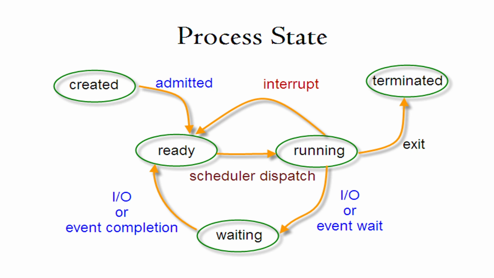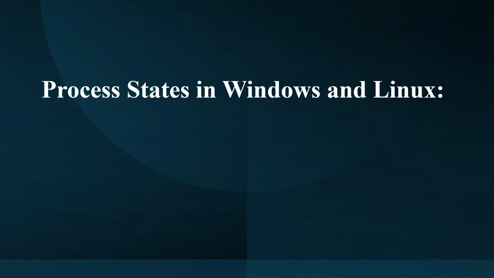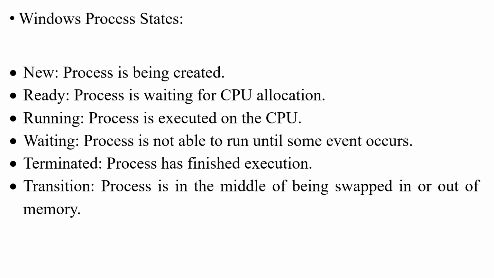So this is the process state diagram. We can see created, ready, running, terminated, and waiting. Once it is created, it goes to the next step, ready and running, then to terminated, and the next step is exit. If it is waiting, it goes from running to waiting and then back to ready, and this is like a cycle.